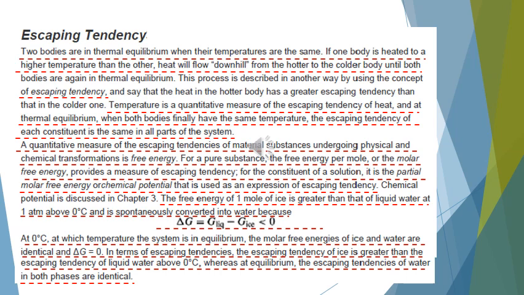What does it mean in principle? It describes the flow of heat from one object to another, and the heat is flowing because the object has higher energy compared to the other one, so it flows from the hotter to the colder body until they reach equilibrium. So in this example, the temperature is the quantitative measure of the escaping tendency of heat, and as I said, at thermal equilibrium, the two bodies have the same temperature and also the same escaping tendency.